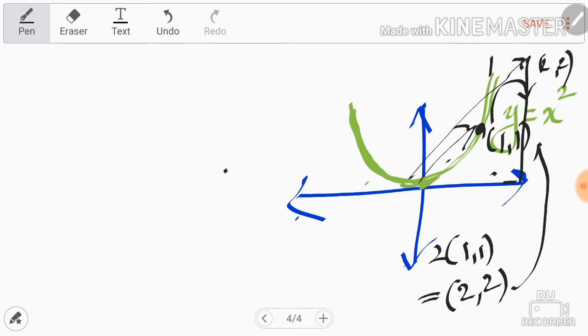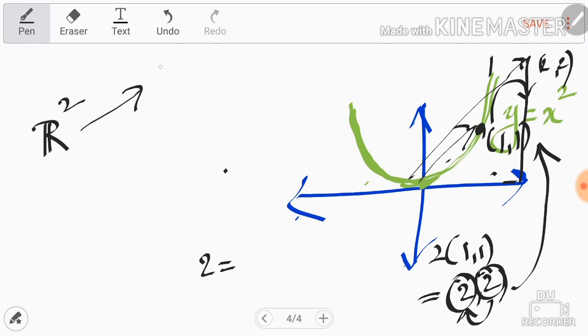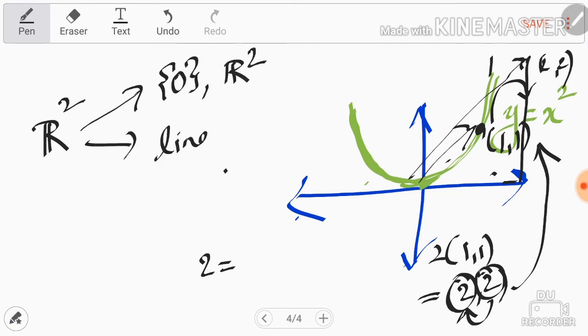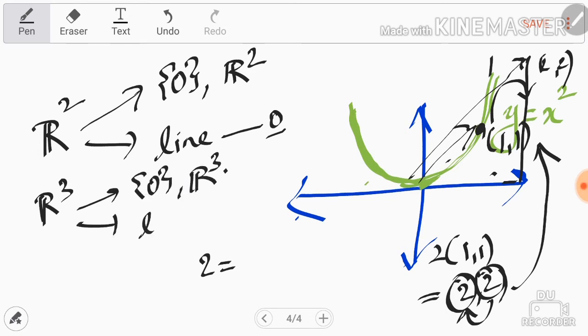And this is true because 2 cannot be written as the square of this 2. Okay, so the only examples that we can have for R2 for vector subspaces are, of course, the trivial ones and the lines passing through the origin. And for R3 we can have, of course, the trivial examples, any line and plane passing through the origin.